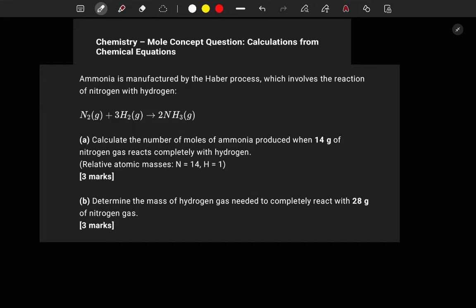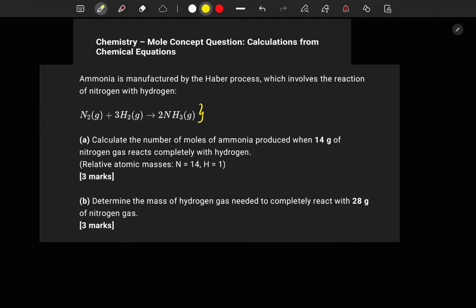Here is a question coming from the mole concept, specifically from calculations from chemical equations. The question reads: ammonia is manufactured by the Haber process, which involves the reaction of nitrogen with hydrogen. The equation has been given for you as you can see there. A. Calculate the number of moles of ammonia produced when 14 grams of nitrogen gas reacts completely with the hydrogen.